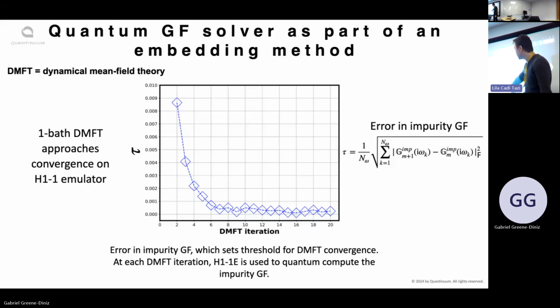And so this is from the emulator with the noise model calibrated to the hardware, and even with noise, you're seeing very reasonable convergence of the Green's function to the accurate result. So even in the presence of some noise, we can get reasonable Green's functions out of this.